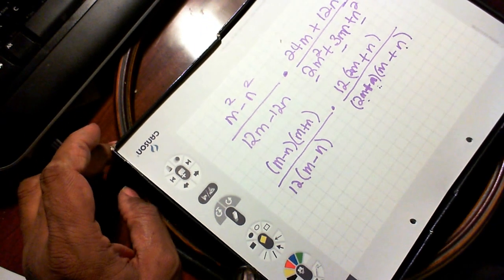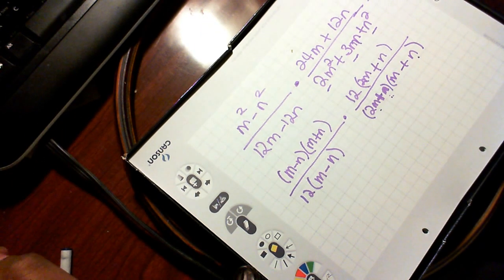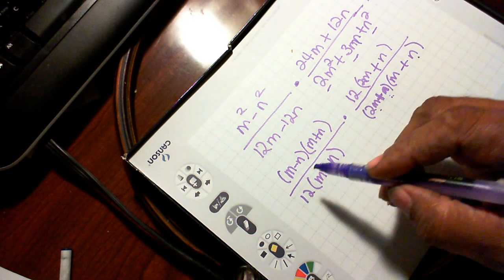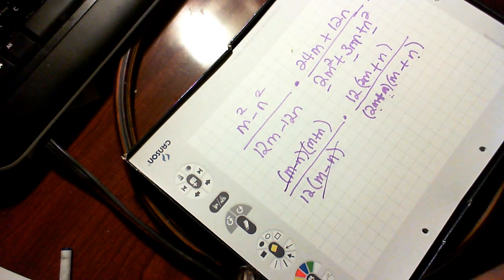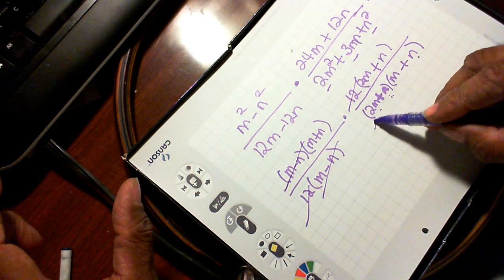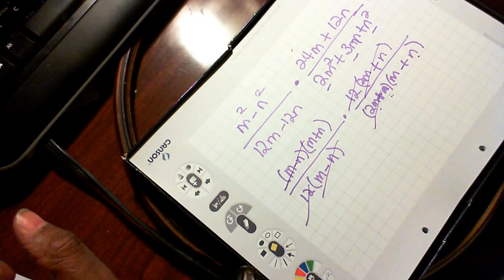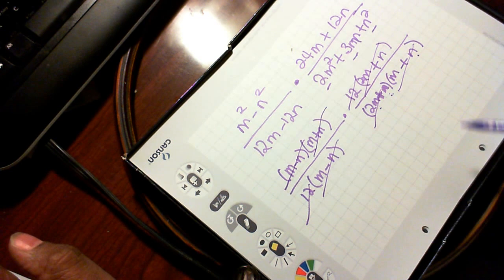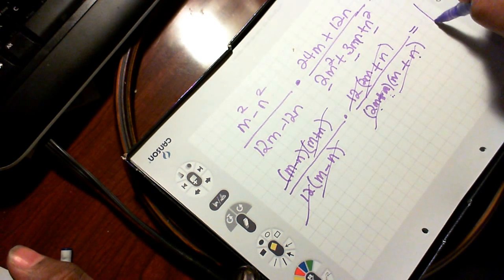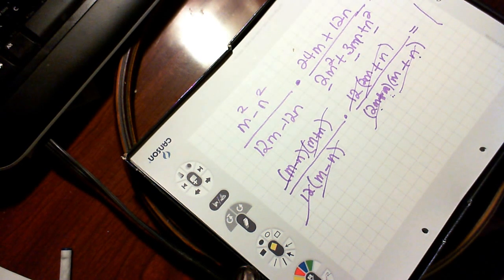Okay? Sorry, I'm focused on writing and I didn't realize you couldn't see the top. But now we are in good shape. We cancel these two. The 12 goes into this. This goes into this. This goes into this. So we're left with just one. That came out very well for us, right? So the answer is just one.